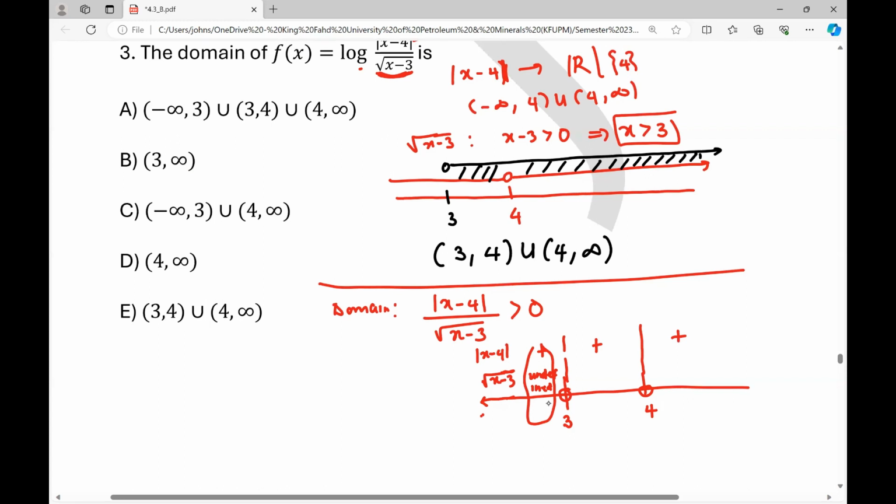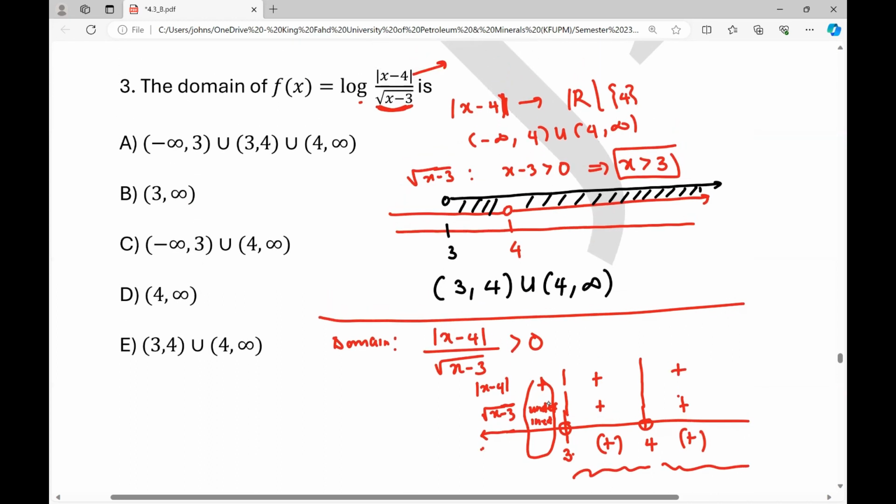But if you take any number between 3 and 4, for example 3.5, root of 3.5 minus 3 will still be what? Positive. So we have positive here. Or you take any number above 4, let's say 5, here will still be positive. So you can see the only two places where we have greater than 0 are from 3 to 4 and from 4 to infinity. So that is another way of doing it, if you don't want to do this intersection thing.